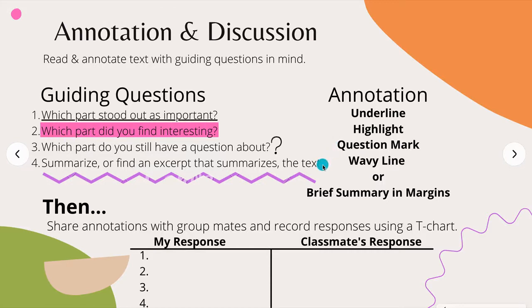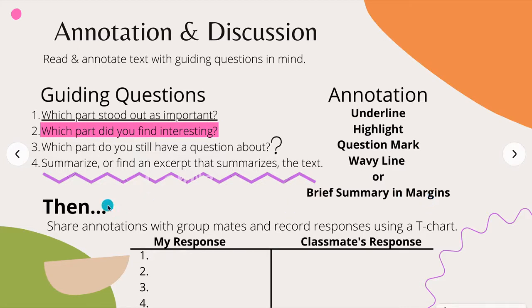And number 4, summarize or find an excerpt that summarizes the text. Sometimes a text includes a statement, usually at the end, that perfectly encapsulates the theme or central idea. If you can find one of these in the text, go ahead and underline it with a wavy line. If not, go ahead and write a brief 1 to 2 sentence summary of the text in the margins.